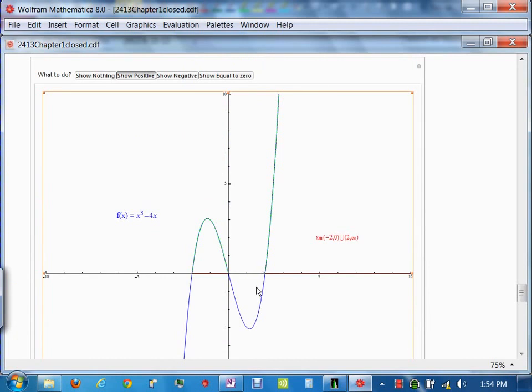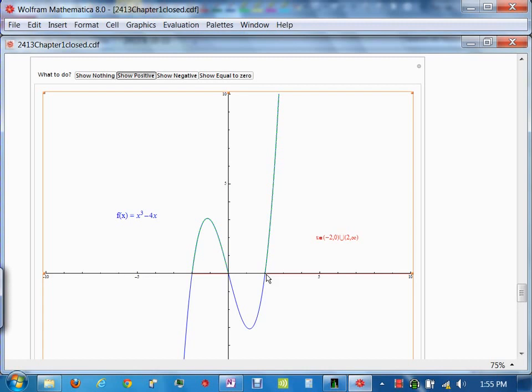Where is it equal to 0? At -2, 0, and 2. How do you write that? What's the correct way to write that? Do you do brackets? You're trying to include it, but it's only one point, right?